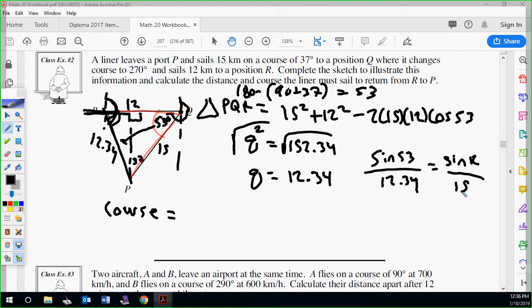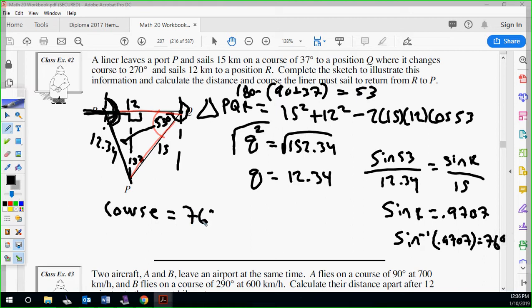When we do that, we get sine of r ends up being 0.9707. And so we inverse sine of that, and it's 76. So it's 76 degrees is this sliver plus the 90. So his turn was 166. His bearing was 166 to get down there to P.